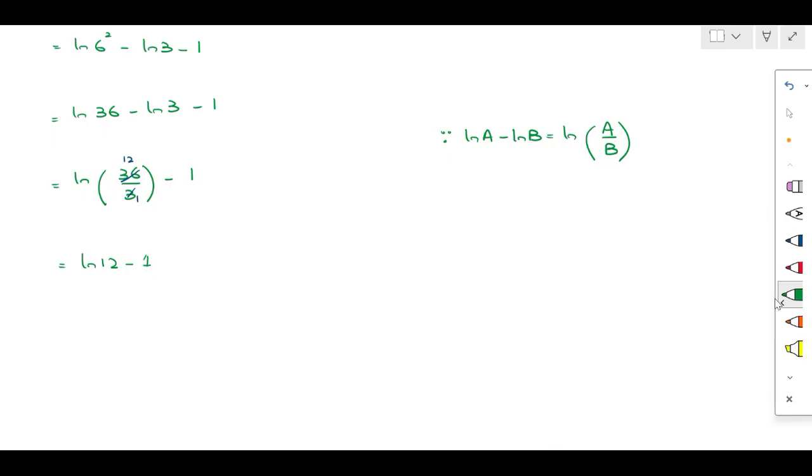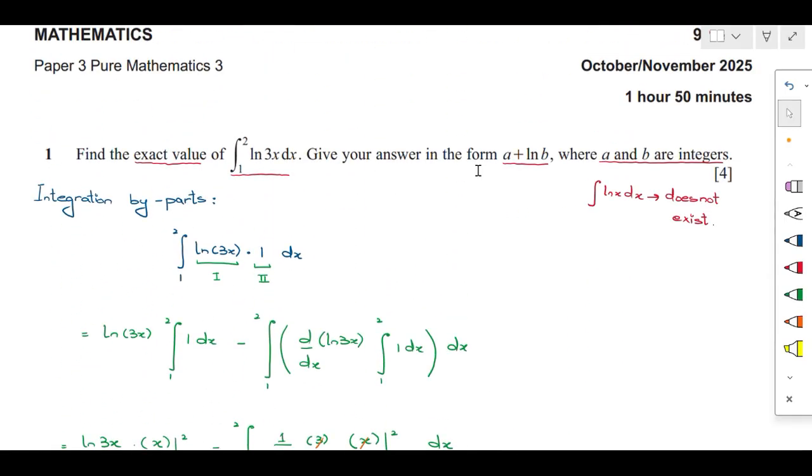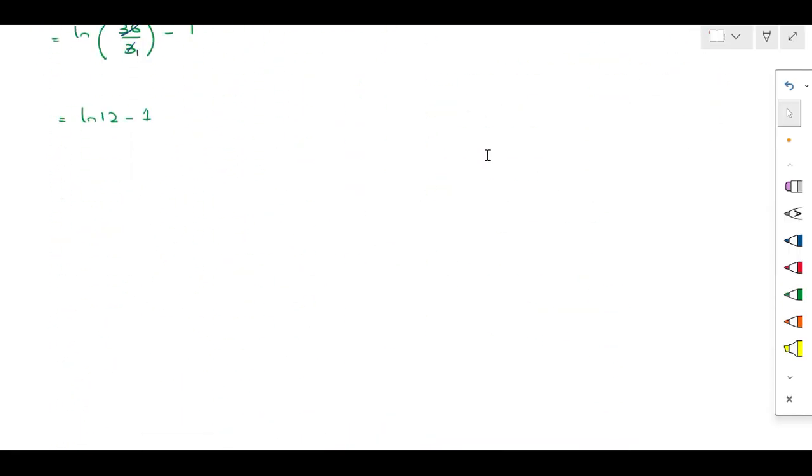Now we need to find the exact value of this integral in the form of a plus ln b, where a and b are integers. So we can say the integration from 1 to 2 of natural log of 3x dx is minus 1 plus natural log of 12. In a plus ln b, a is minus 1, b is 12. Both are integers.